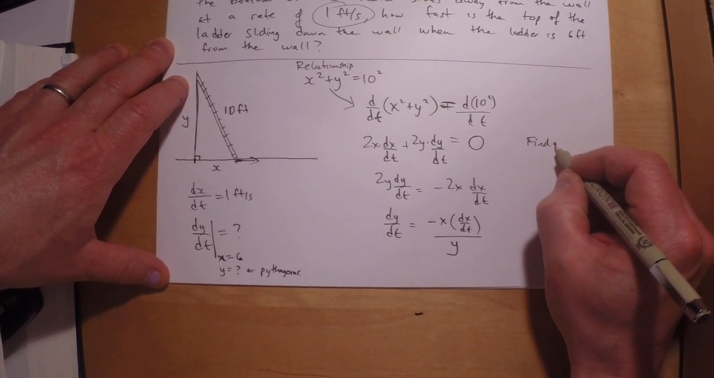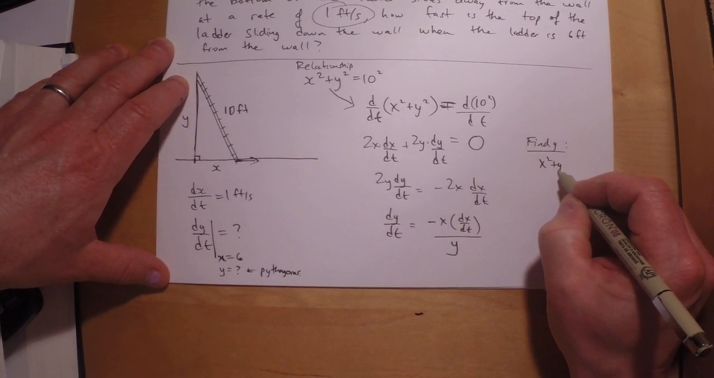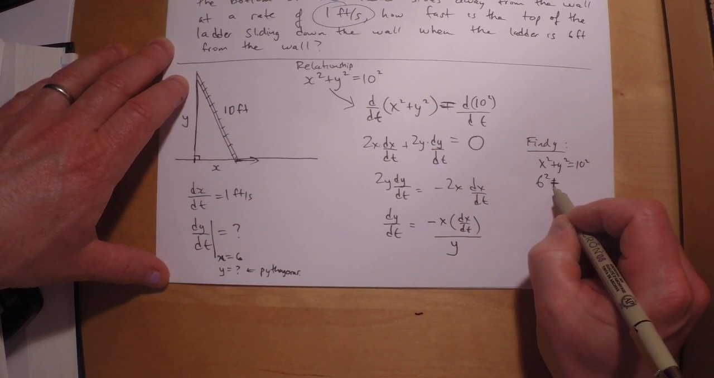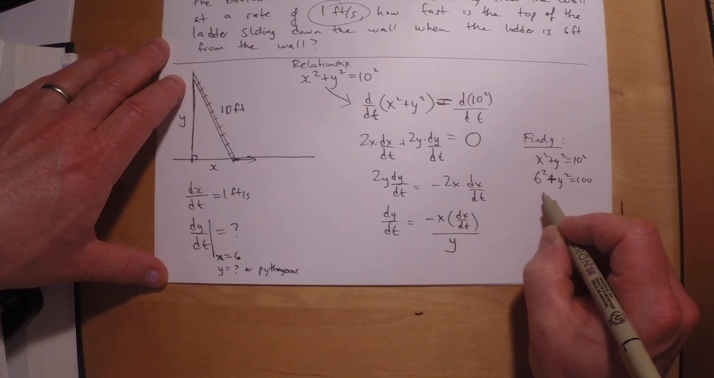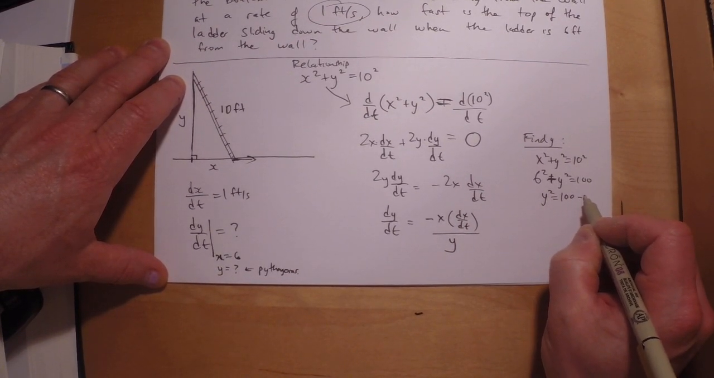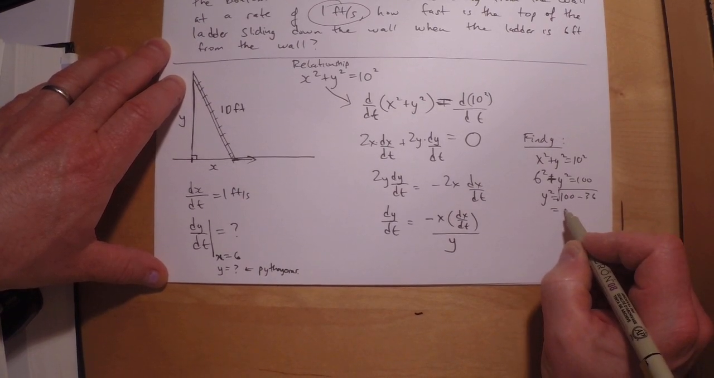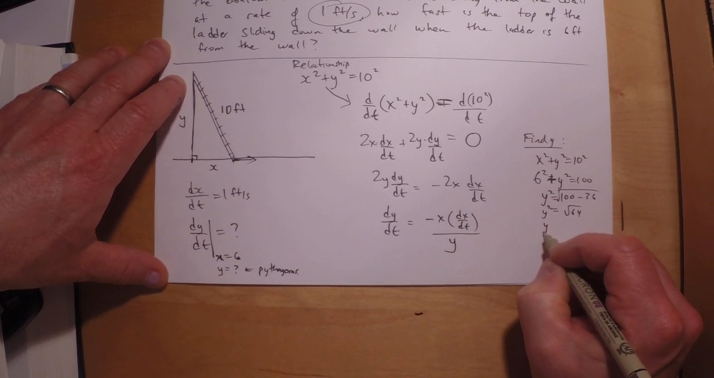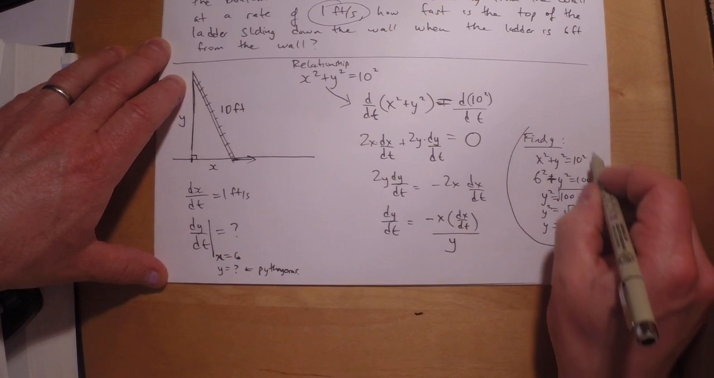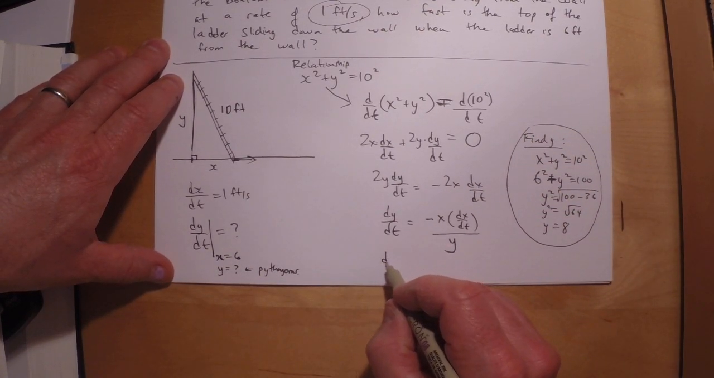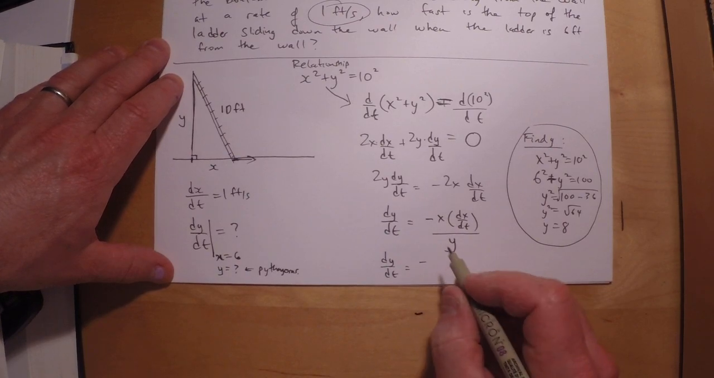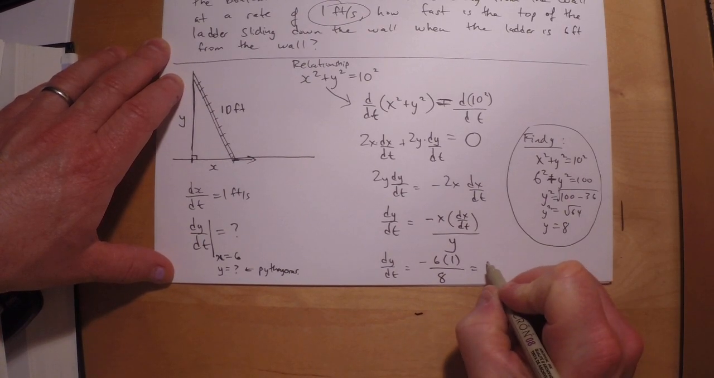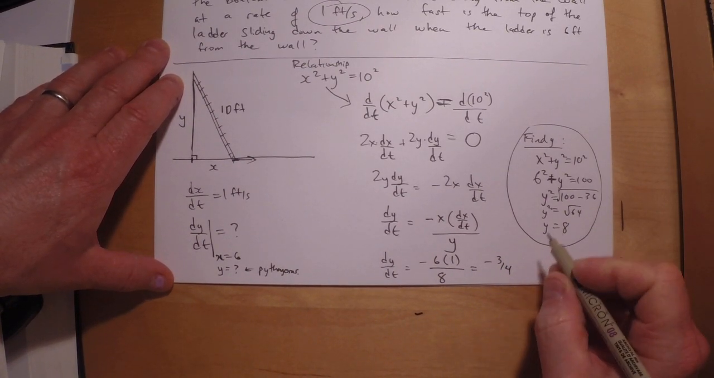Here's finding y. I know that x squared plus y squared equals 10 squared. I know that at the instant x is 6, I can solve for y. y is going to be equal to the square root of 100 minus 36, which is the square root of 64, which is 8. So I have all the information I need. So dy/dt equals negative 6 times 1 divided by 8, in lowest terms negative 3/4, and the units are feet per second.